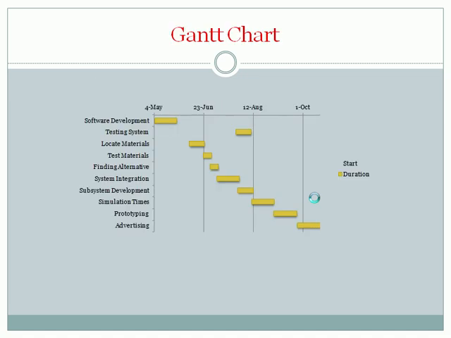This is my Gantt chart. I have divided it into 10 steps: software development and testing, looking at materials, testing materials, system integration and simulations, and my prototype and advertising. Looking at all the steps, my main goal is to have a prototype. With my prototype, I can advertise my product on Kickstarter.